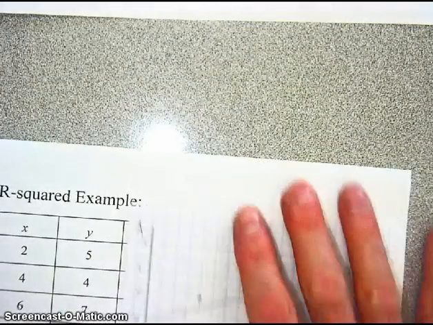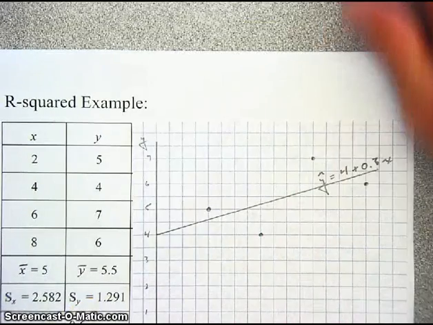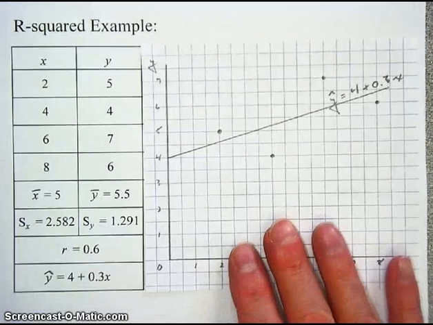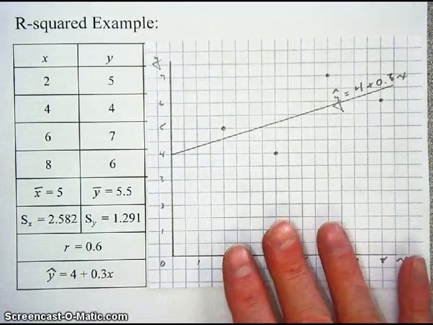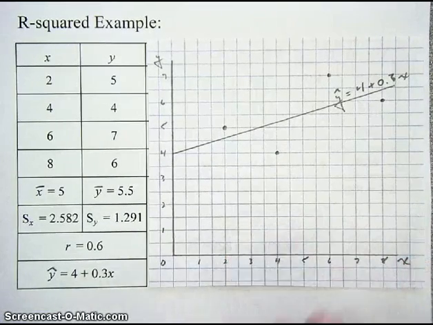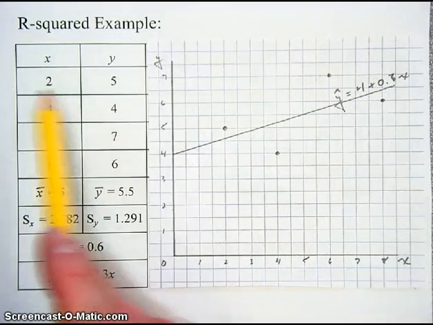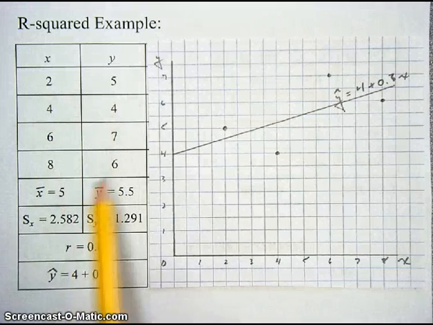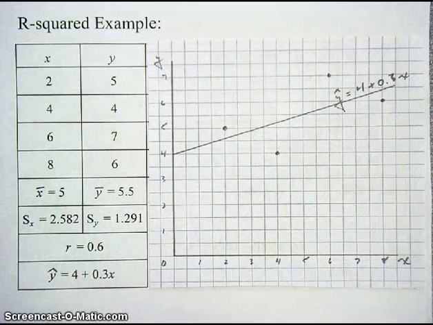Now here's an example of how you can calculate R squared. This is starting from a very simple set of numbers and a very simple best fit line, and then I'll show you how we get the SST and the SSR and calculate the R squared. So we've got 4 points: (2, 5), (4, 4), (6, 7), (8, 6). I plotted them on this scatter plot here.